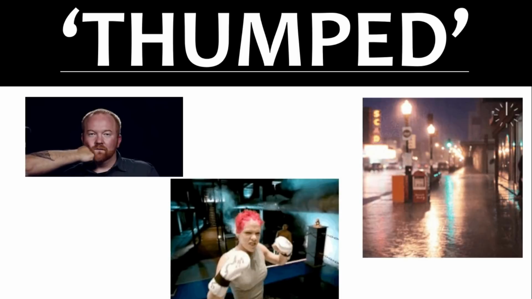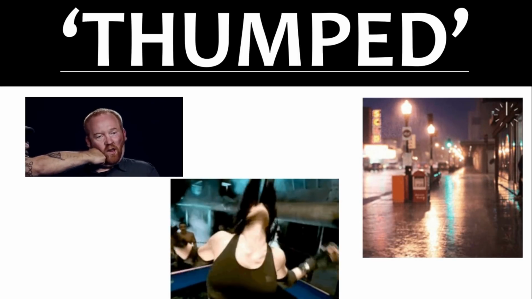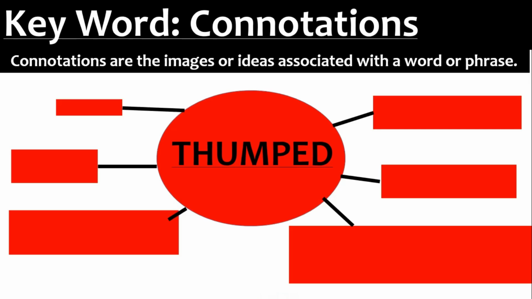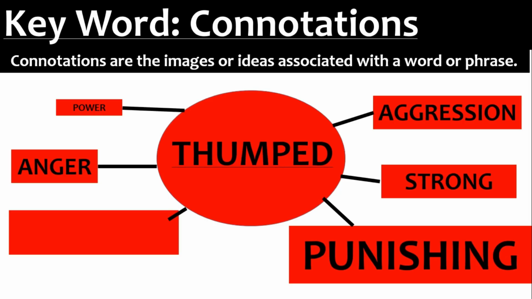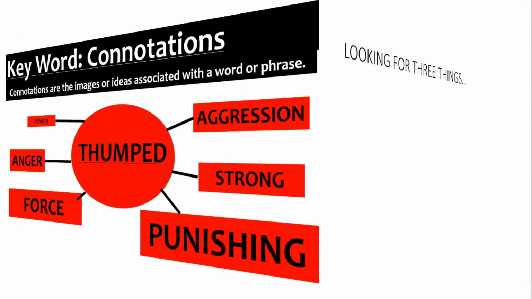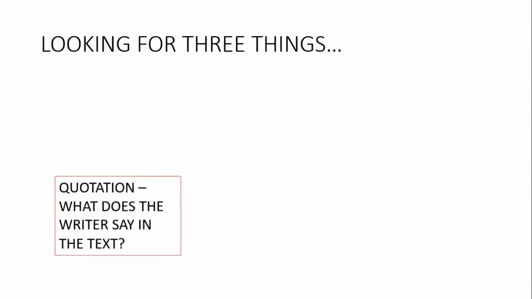So if we think of the word thumped, what do we think about? Those are the images. What connotations does the word thumped have? I would say the words that I would link to thumped are power, aggression, anger, strength or strong, punishing, force. All I've done here is the bigger words are the ones that really associate to me, and the weaker ones are maybe the ones that I don't associate as much, but still have some sort of link to the word thumped.